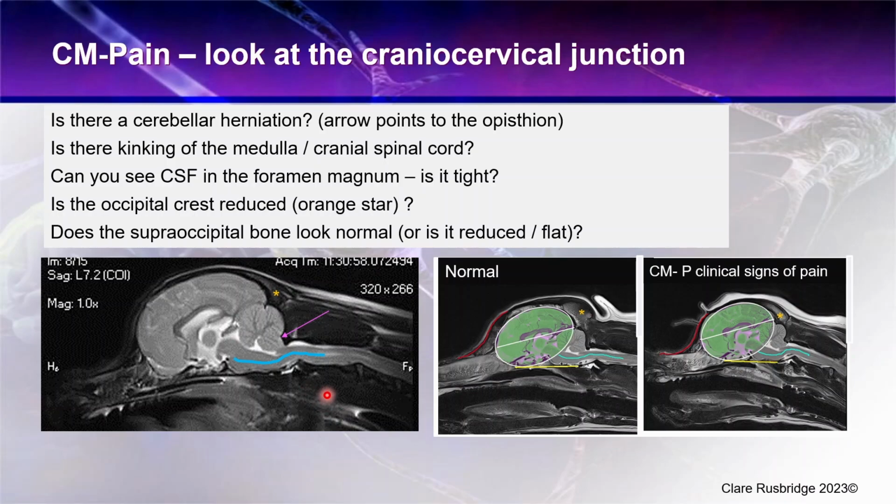And then we want to assess the occipital crest, because it's often reduced in these dogs, and it is certainly in this dog reduced compared to that dog and that dog. And does the supraoccipital bone look normal? Does it have a curve coming out, or is it quite flat or reduced in this case? And it certainly is reduced and quite flat in this dog's case. So yes, we have a degree of craniocervical overcrowding. It's not severe, so I would class it as moderate in this dog.